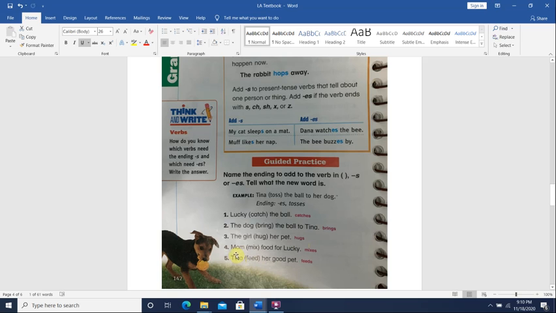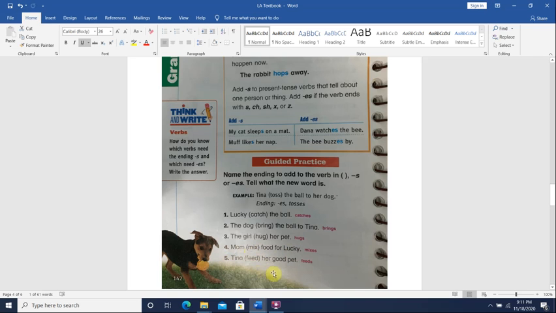Number 4, Mom mix food for Lucky. The subject is about one person, which is Mom, and the verb is mix. What do I do to the verb? I add ES. Why? Because mix ends with X. We cannot add an S next to X. We have to add ES so we can pronounce it. Mom mixes food for Lucky, to show that this sentence is in the present tense.